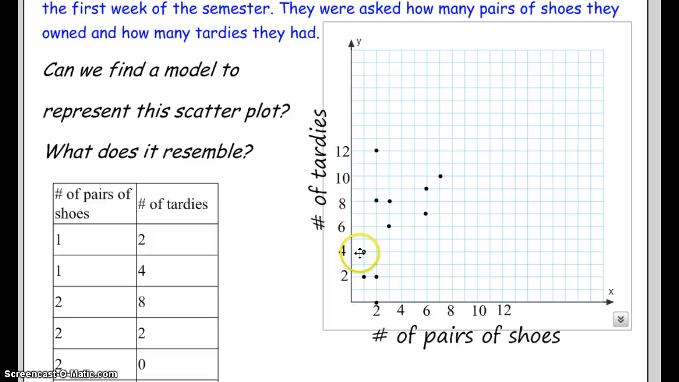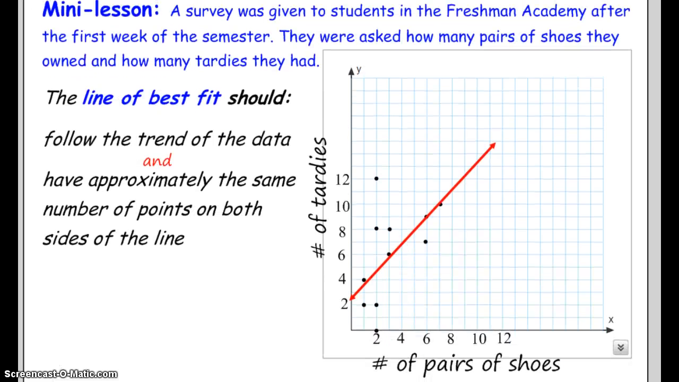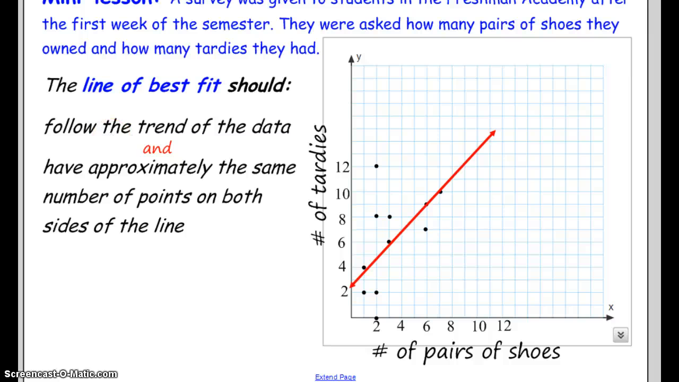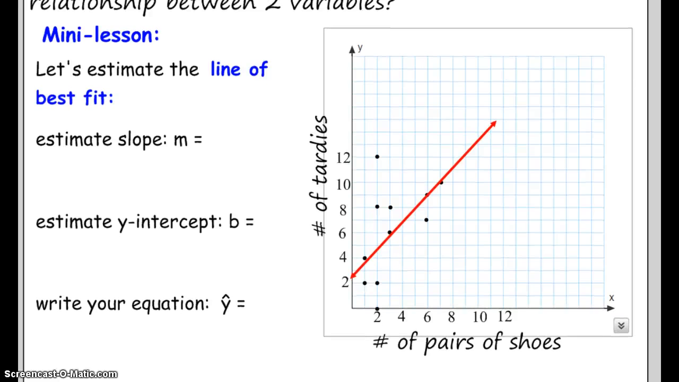Now when we look at this, we can see a general positive shape of the points, so we're going to draw our line of best fit. Here's the line of best fit that I drew. It should follow the trend of the data and have approximately the same number of points on both sides of the line. Once you have your line drawn, we're going to estimate what the slope and the y-intercept are.